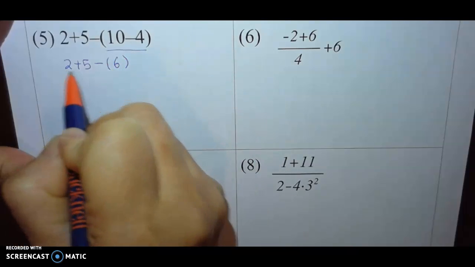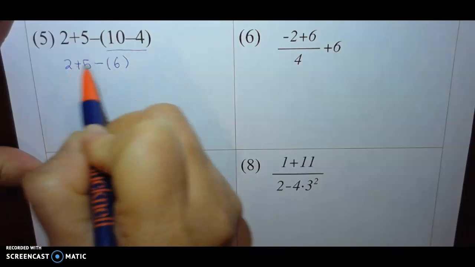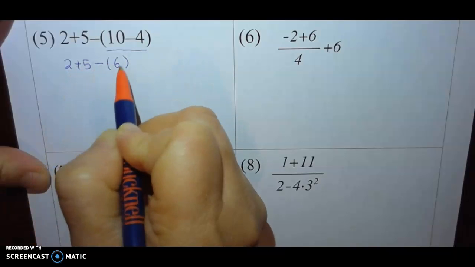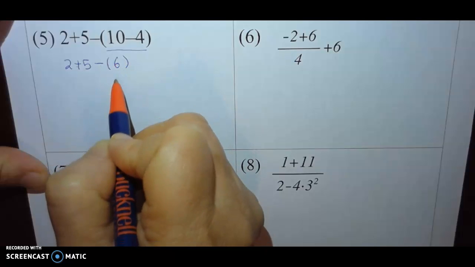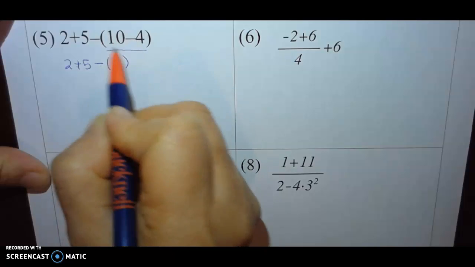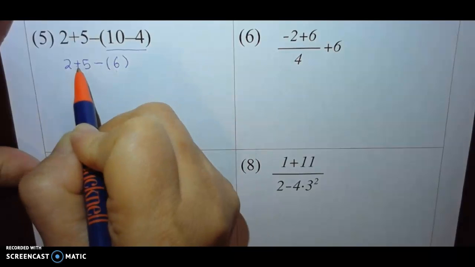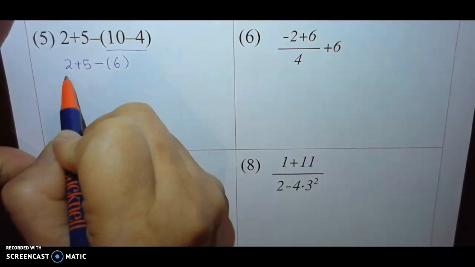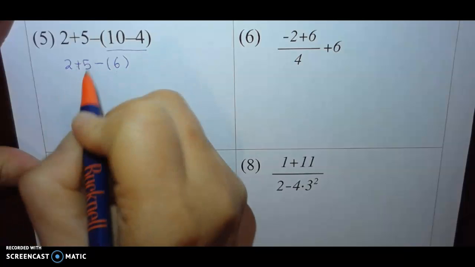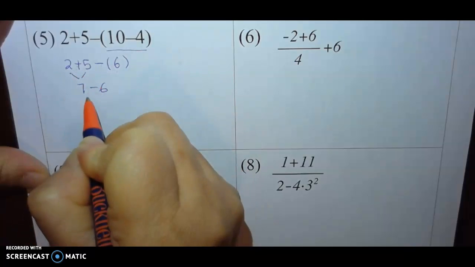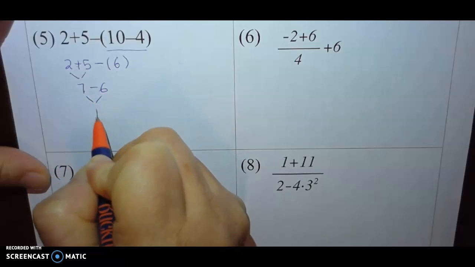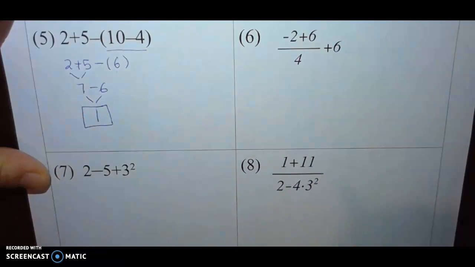Okay? Now we just have addition and subtraction. The parenthesis, we can actually just take it away because the parenthesis is not doing anything at this point, because we've already evaluated it. So now we have to do addition and subtraction. We just go from left to right. 2 plus 5 is 7, minus 6. What's 7 minus 6? That's just positive 1.